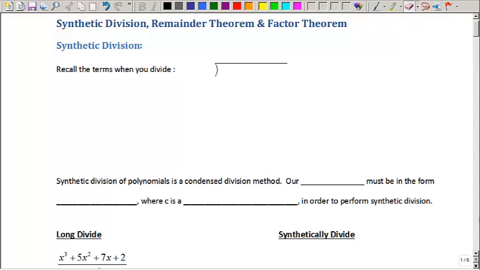This lesson is titled Synthetic Division, Remainder Theorem, and Factor Theorem. We're going to start with synthetic division, but before we do, I want to remind you of some terms that we'll be using throughout this lesson, and I want to make sure that you remember some of these terms.